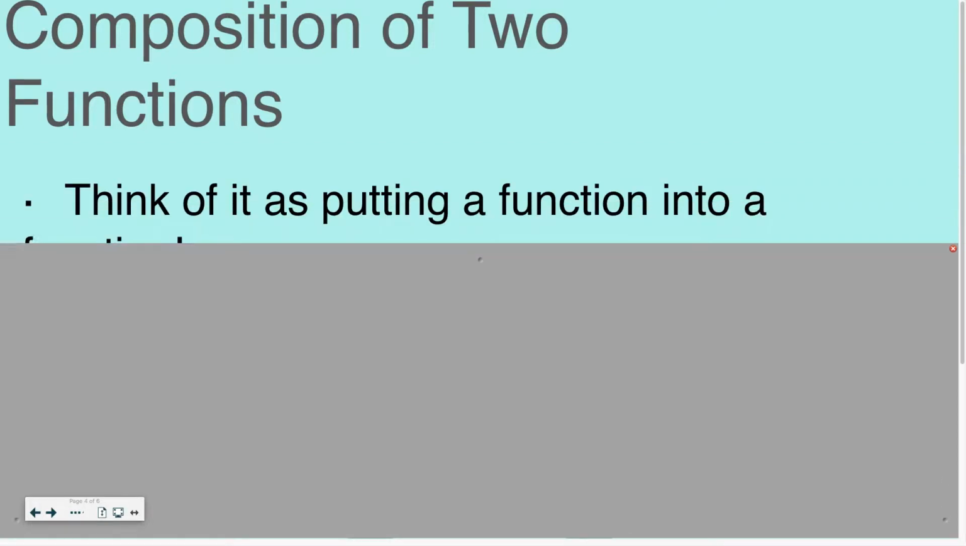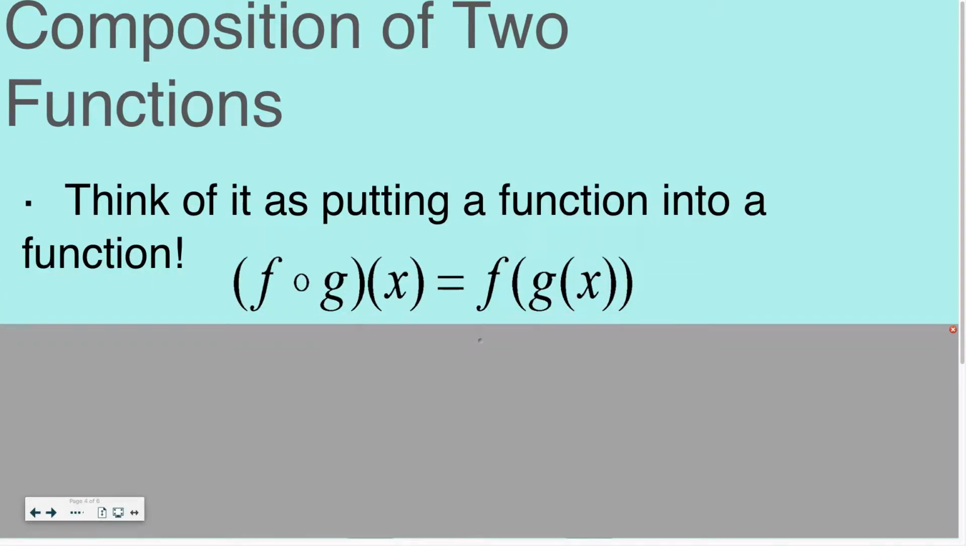Now, I don't know what notation you used in Algebra 2, but here are the 2 types of notation. I'm guessing you're fairly familiar with this notation, f of g of x, but then this circle thing right here, it also means composition. So this is f composed with g of x. I want you to write down both notations so that you know that they mean the same thing.